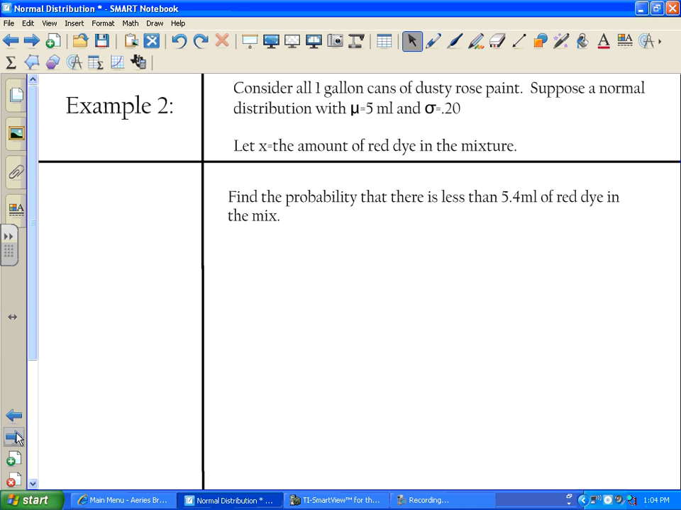So now I want to know, what is the probability that if this is what the machine's doing, I get a can of paint that has less than 5.4 milliliters of red dye? So here's how you have to do it. We're going to use the normal distribution to find that probability. I'm looking for the probability that X is less than 5.4 milliliters. Do we agree? Notice that's the same kind of thing that we were doing before. Notice that this data is now continuous: 5.4, 5.5, 5.6. It's not discrete.